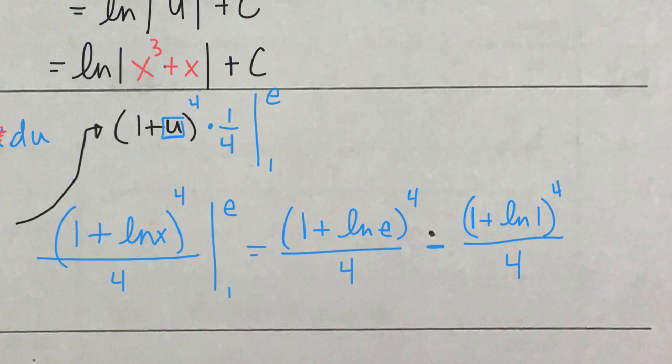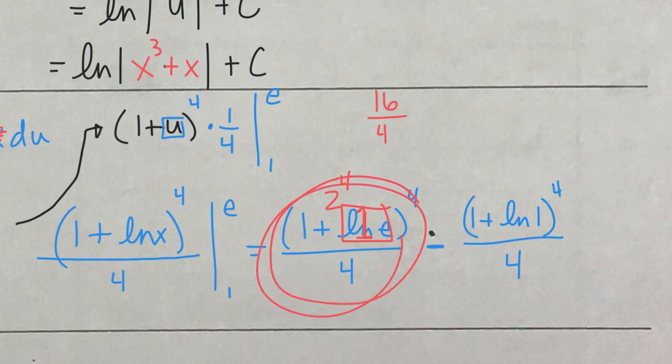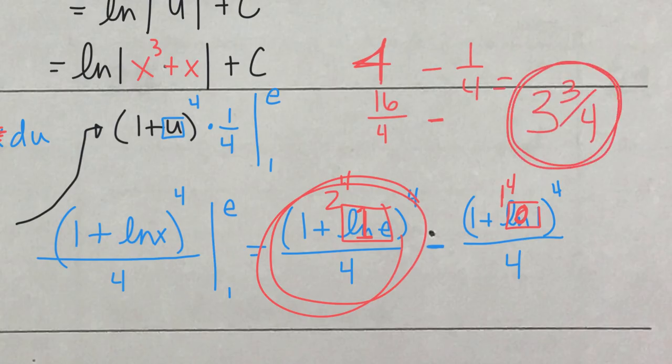Okay, let's do some evaluation. The natural log of e, well, that's 1. 1 plus 1 is 2. 2 to the 4th is 16, so 16 over 4. This whole term becomes a normal 4. 16 divided by 4 is 4. Minus, the natural log of 1 is 0, so that's 1 to the 4th, with 1 over 4. So 4 minus 1/4 is 3 3/4. Or you can write it as 15/4 if you're feeling like doing that.